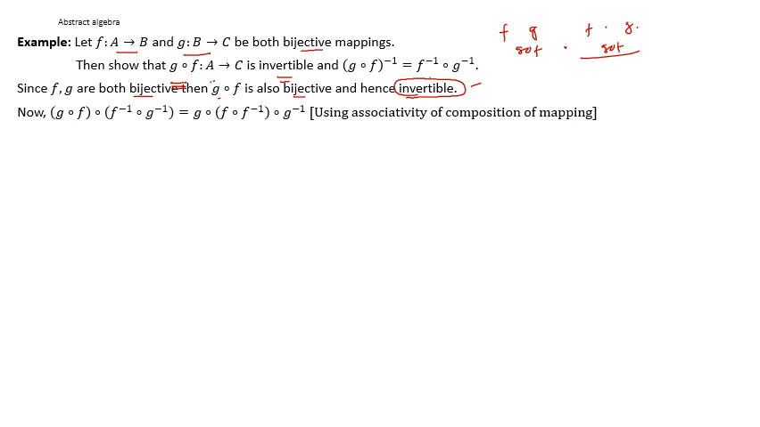So since G∘F is bijective, it is invertible. Now we have to find that inverse. Now what is (G∘F) composition F inverse of G inverse? It is (G∘F) of F inverse G inverse.